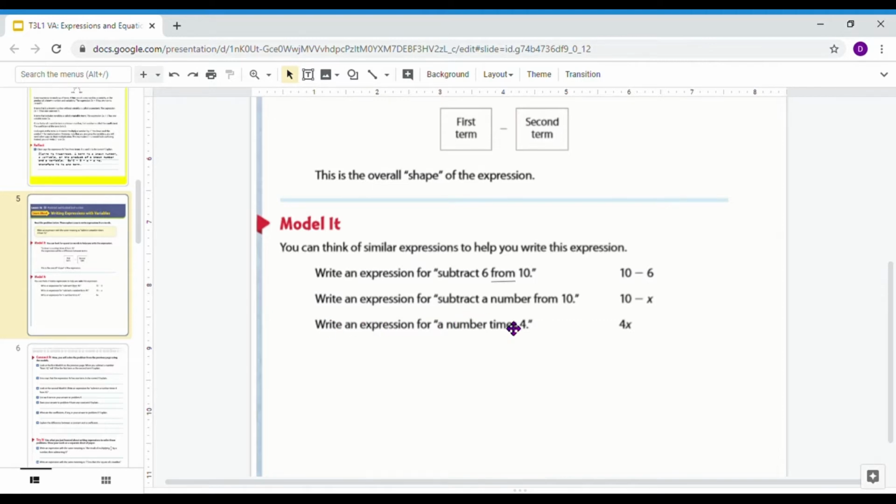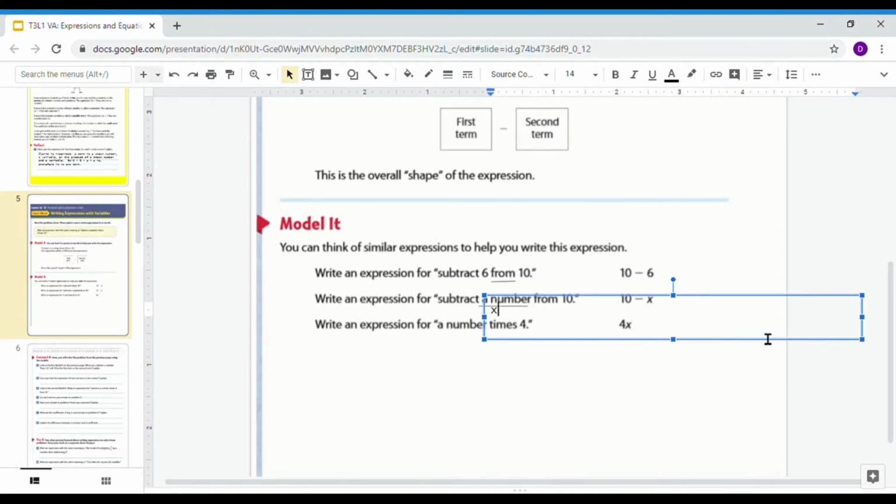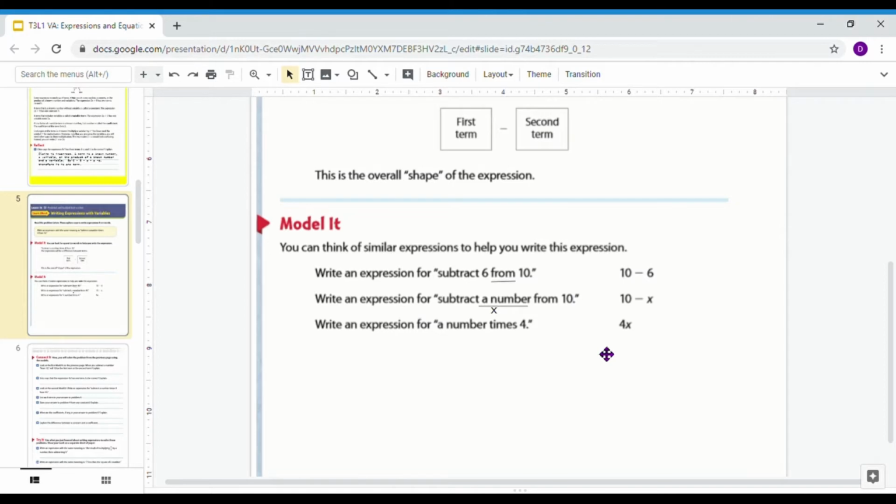And then if we move on to thinking a little bit more abstractly, it says write an expression for subtract a number from 10. So now we got rid of our number 6, and we are just going to replace it, because we don't have a number to write. We are replacing that verbiage of a number with the letter x. But we're still subtracting from 10. So 10 is my first number, and I'm subtracting a number, which is an unknown, so I can't write anything. I have to use a variable. And that's why I do 10 minus x.